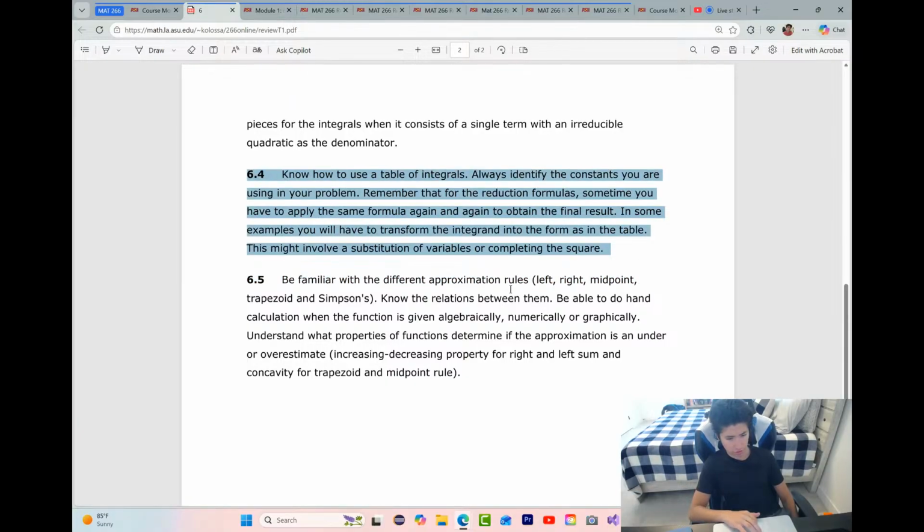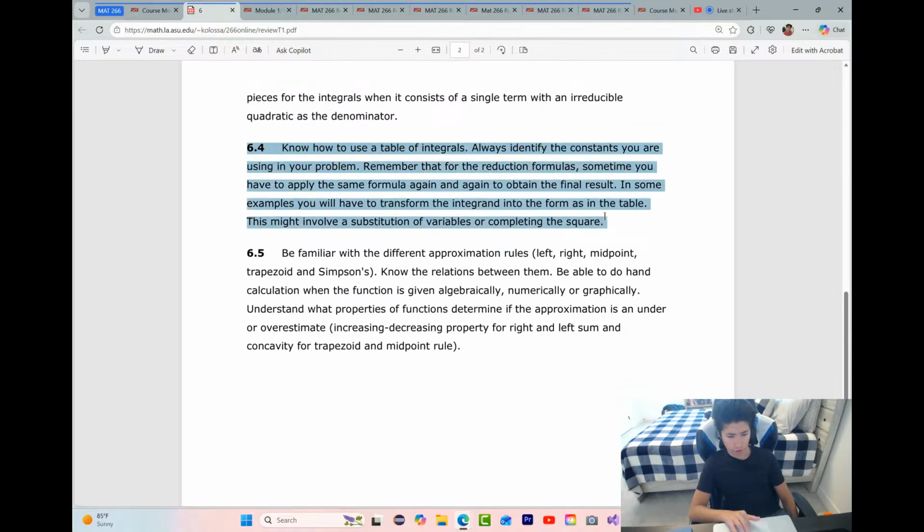This is not approximation. Oh, this is approximate integration. I don't think we saw this. We did not see that.